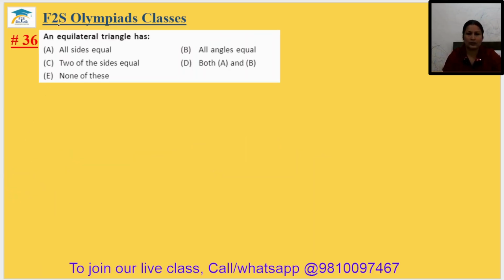Question number 36. An equilateral triangle has all the sides equal, all the angles equal. Two sides equal? No. Option D. 36th answer is option D.